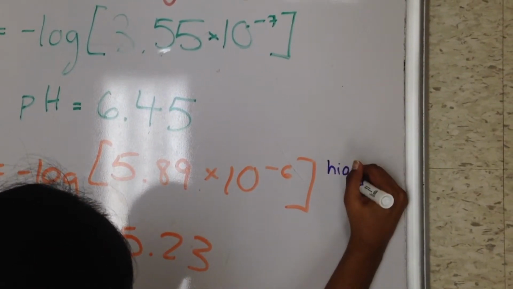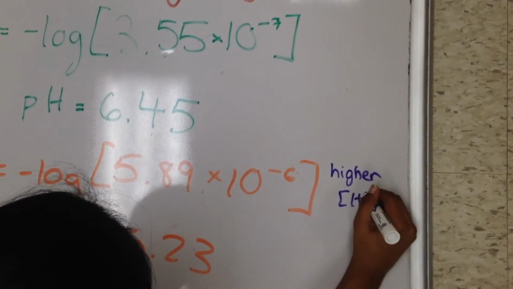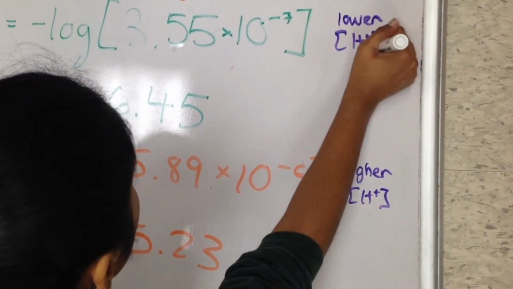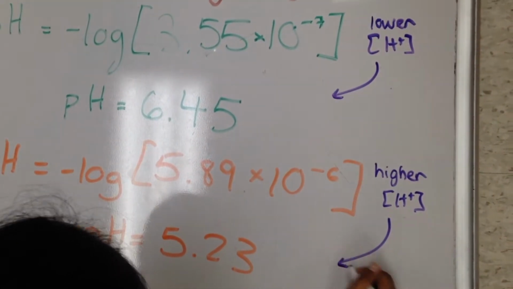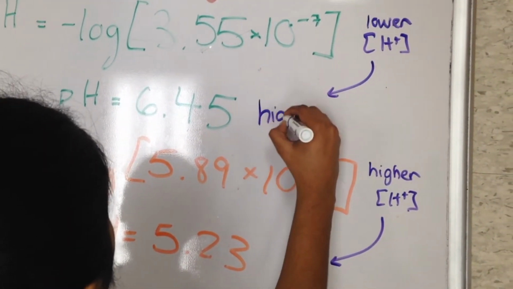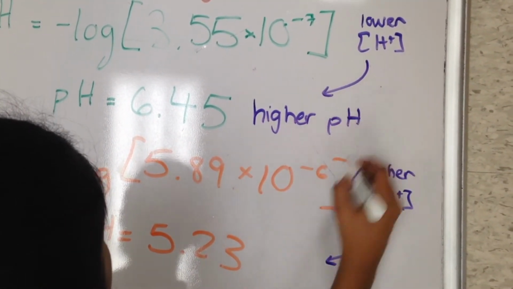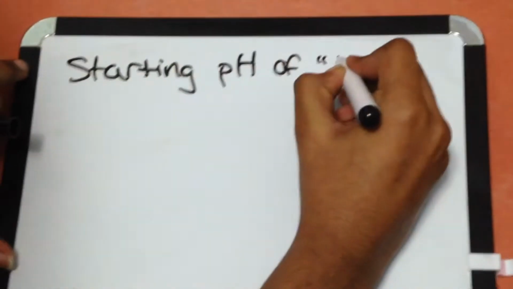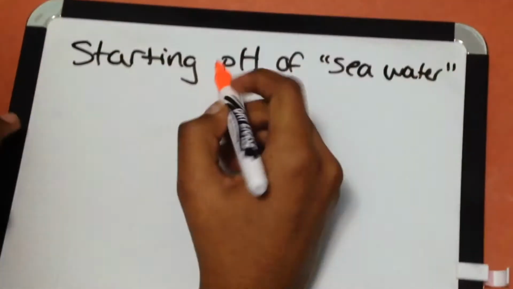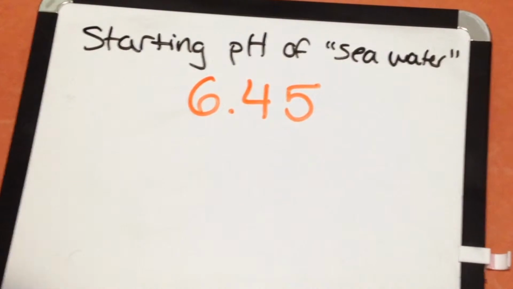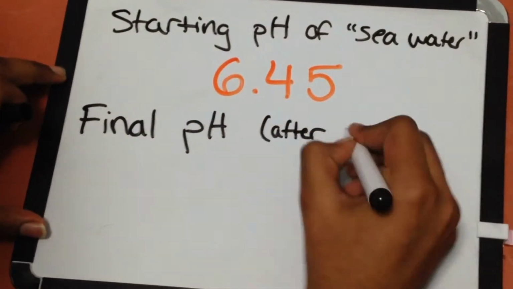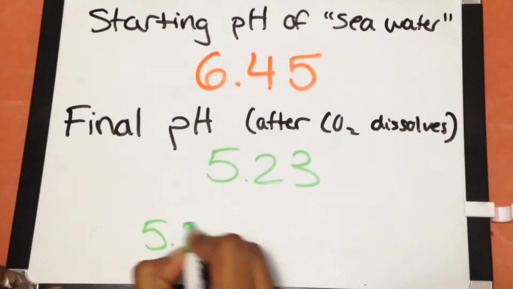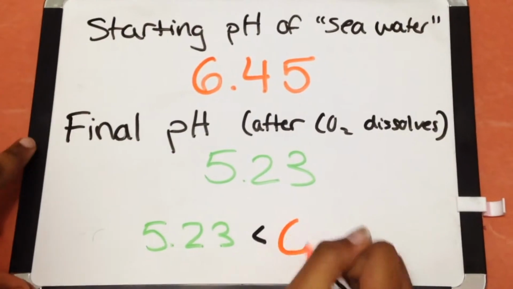As stated before, as the H+ ion concentration increases, the pH decreases while the acidity increases. 5.89 times 10 to the negative 6 is greater than 3.55 times 10 to the negative 7th, meaning that it has a larger H+ ion concentration, but also a lower pH. Therefore, if a solution has a higher H+ ion concentration, it has a lower pH and the solution is more acidic. Since the final pH of 5.23 was less than 6.45, we can see that the dissolving of the CO2 into the seawater caused the pH to decrease. The water became more acidic.